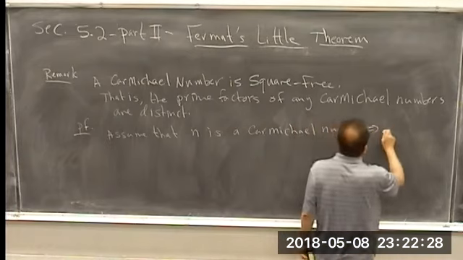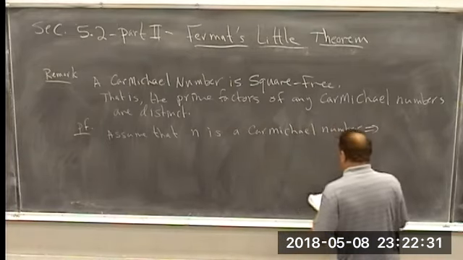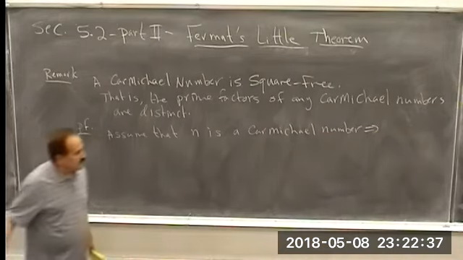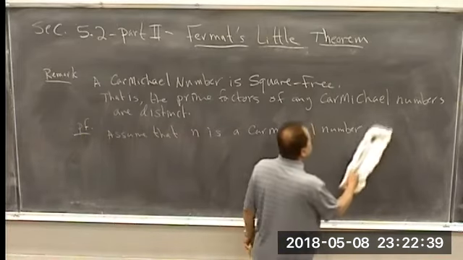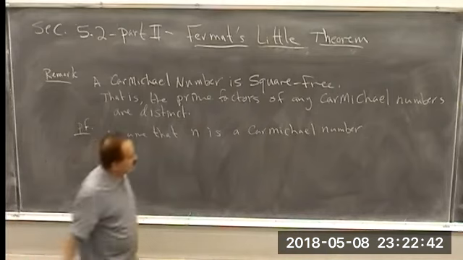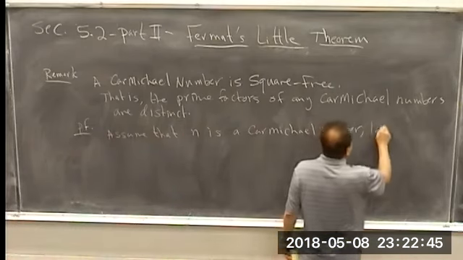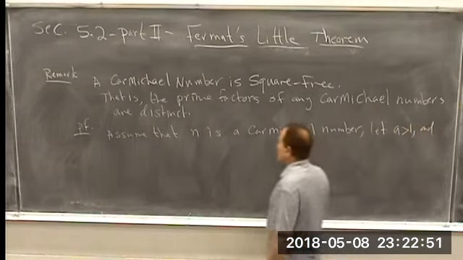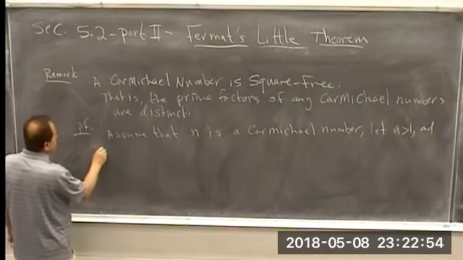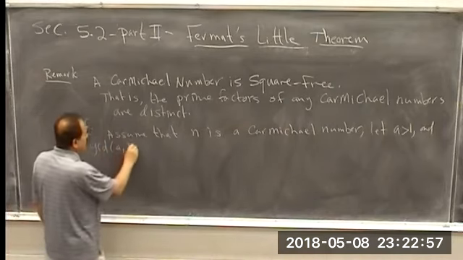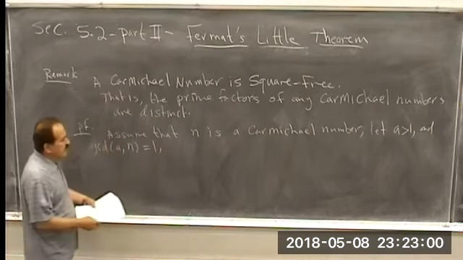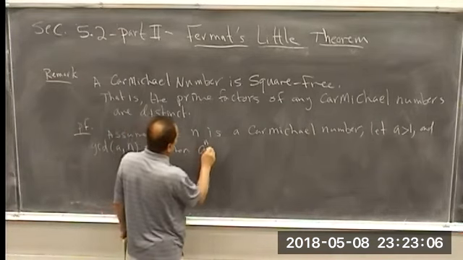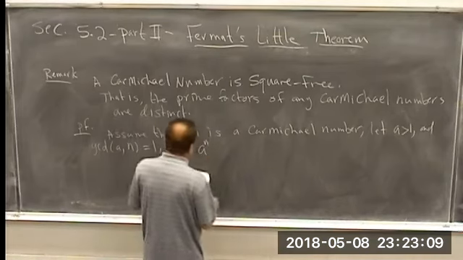So this implies, and let's assume that actually A is an integer that is bigger than 1, right? And the greatest common divisor of A and N is equal to 1. Then, because it's a Carmichael number, we have this congruence.